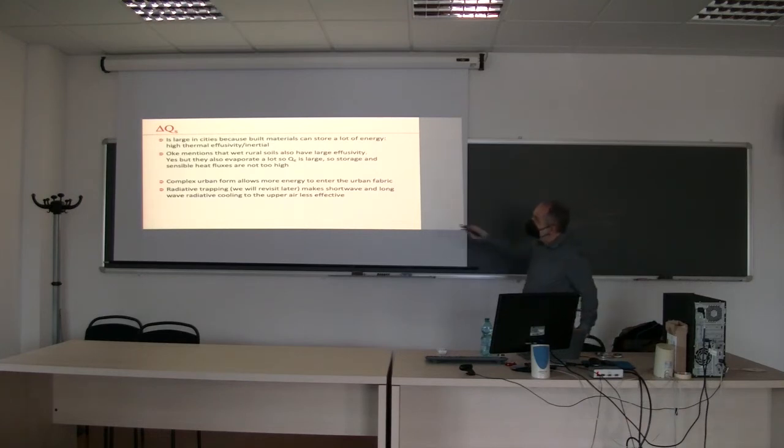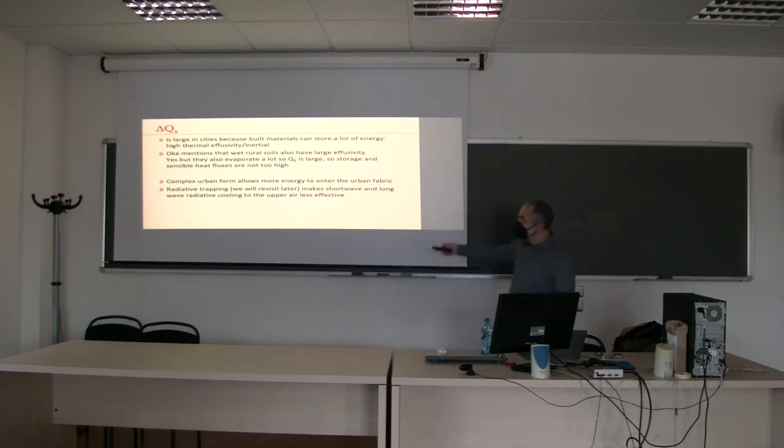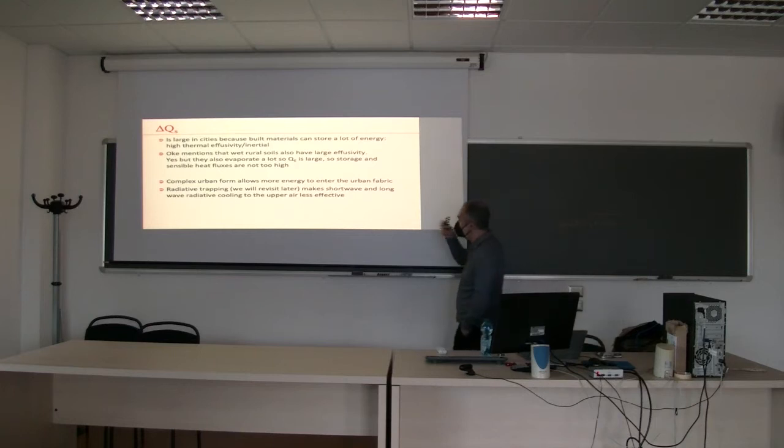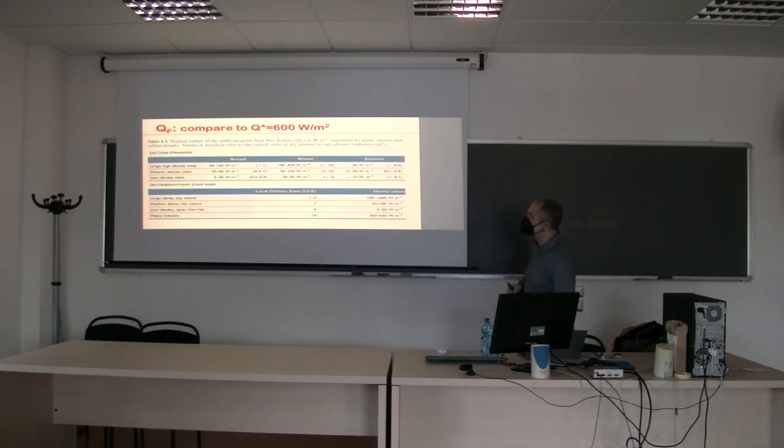Oke mentions also that wet rural soils, unlike dry soils, have actually a very large effusivity. But they also evaporate a lot, so QE is large. So even though they have a lot of effusivity and they can store a lot of energy, because they're also evaporating a lot, the storage will actually be smaller. Also, something that contributes to the storage is that complex urban forms allow energy to enter and be trapped in the urban fabric through something that we call radiative trapping. We'll revisit this next time. And this reduces the effective albedo of the city, favors absorption, and increases storage. So all these factors lead to much higher storage in the city.